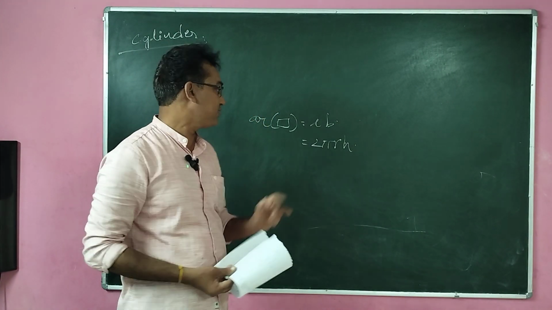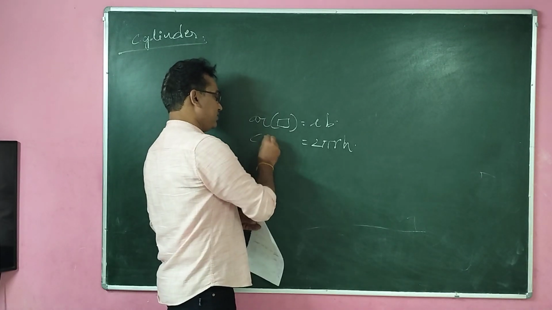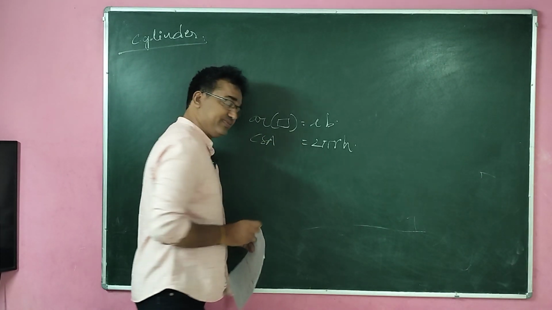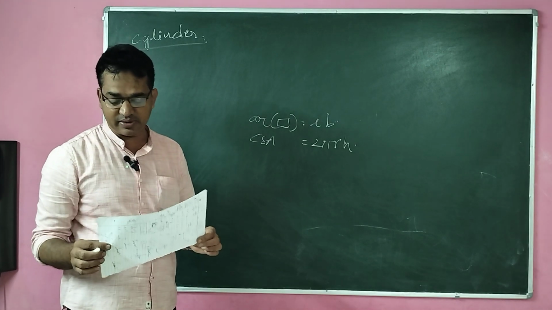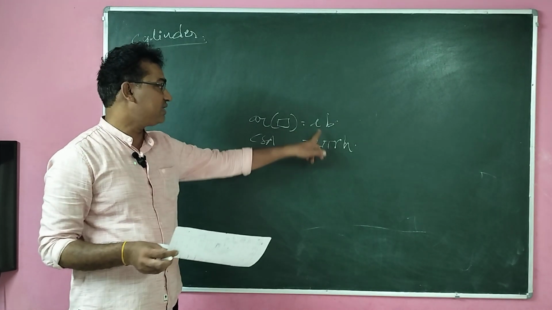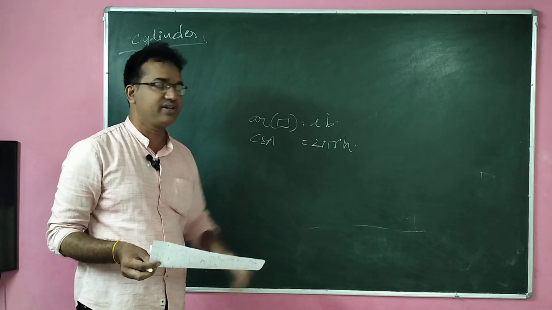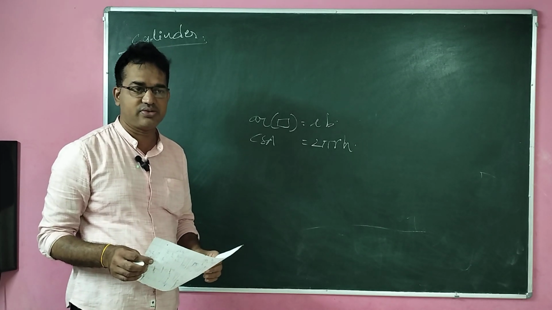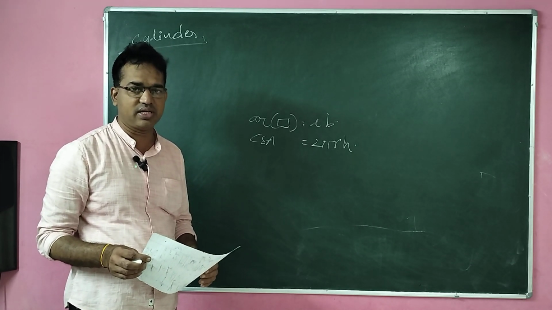Why will 2 pi r h come? The CSA of the cylinder, you understood. The CSA of the cylinder comes to 2 pi r h. L stands for 2 pi r, B stands for h. Mostly understood, I think, and the reason why.